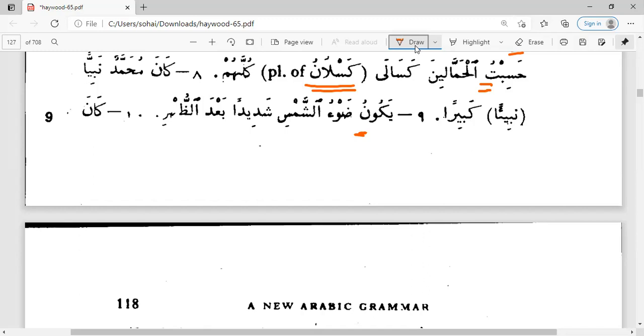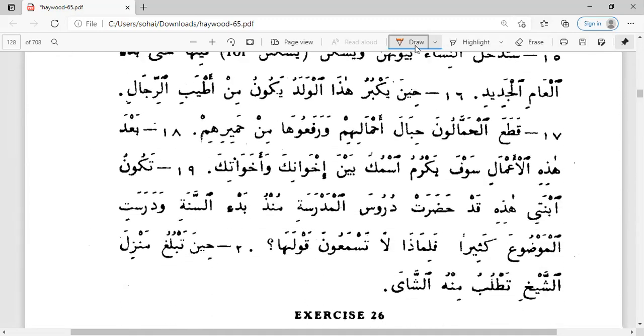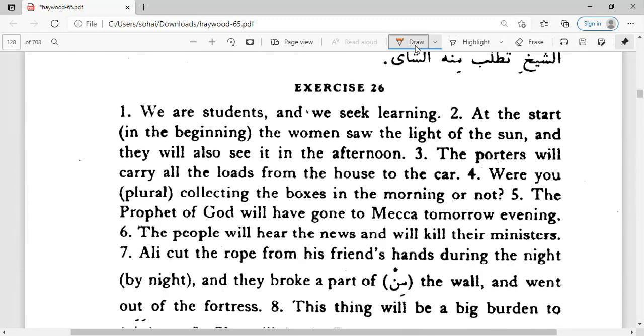So number 9, yakunu du'u shamsi shadidan ba'da zuhri. What do you think that means? The light of the sun will be strong at noon. So here there's no other verb. It just uses yakun. So it just means will be. It means the verb to be, right? It says kana, it means was. Yakunu means will be.